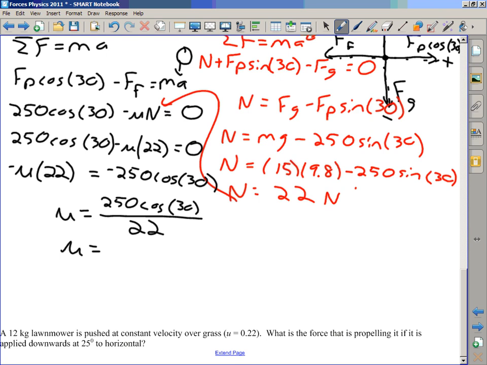What does mu come out to be? 9.8. Okay. We worked the math correctly. 9 point what? Is that what everyone's getting? Is that a realistic number? No, not at all. That means Mr. Birch made up this problem that came out really wacky. Way too much force being applied.